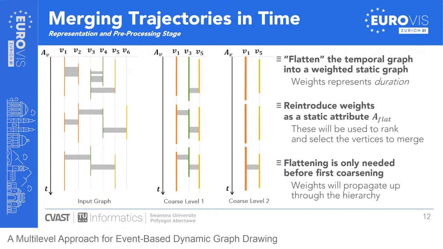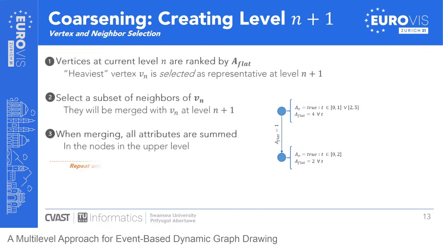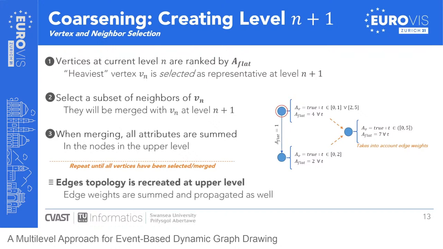Once this is done, let's see what happens at level n when creating level n plus 1. Let's assume that this is the graph that we need to coarsen. First, vertices are ranked by their a flat attribute. The heaviest vertex, Vn, is selected to be a representative at level n plus 1. Then we select a subset of neighbors of Vn that will be merged with it at the next level. When merging, all attributes are summed in the nodes at the upper level. This process is repeated until all vertices in the level have been selected or merged, and then the edge topology is recreated and the edge weights are summed and propagated as well.